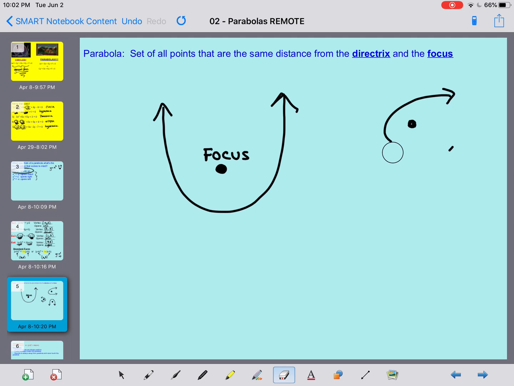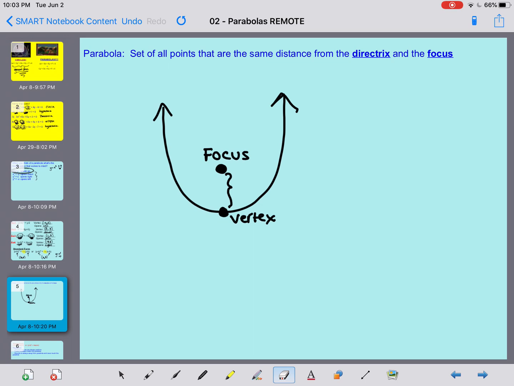Now, it's always a certain distance away from the vertex. Here's our vertex. So it's always a certain distance away, which we'll talk about in a second. So it's not just a random point, right? There's a way that we know exactly where that point goes.